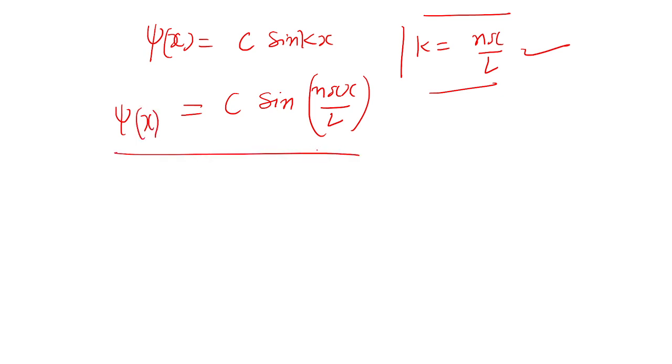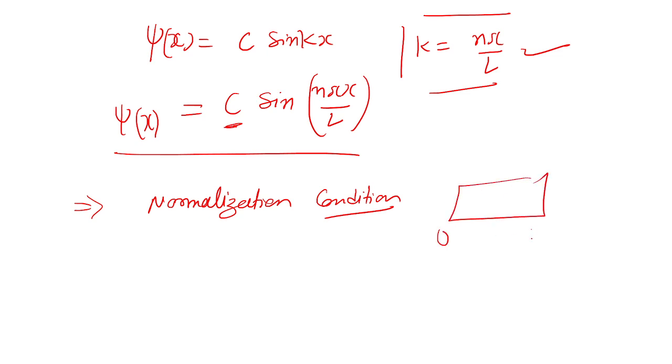Now we have to calculate the value of C, because till now we don't know it. How are we going to calculate that? We will use the normalization condition. What is the normalization condition? What is the total space here? The total space is 0 to L. It means that in the region from 0 to L, the probability of finding that particle inside the box is 1, unity.